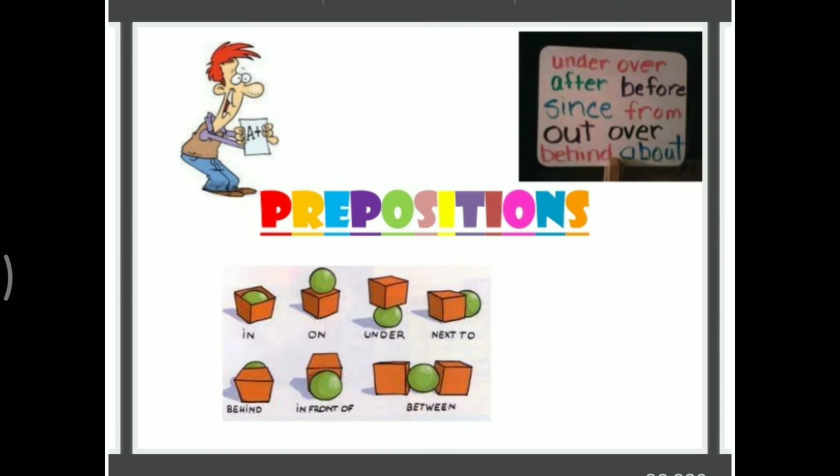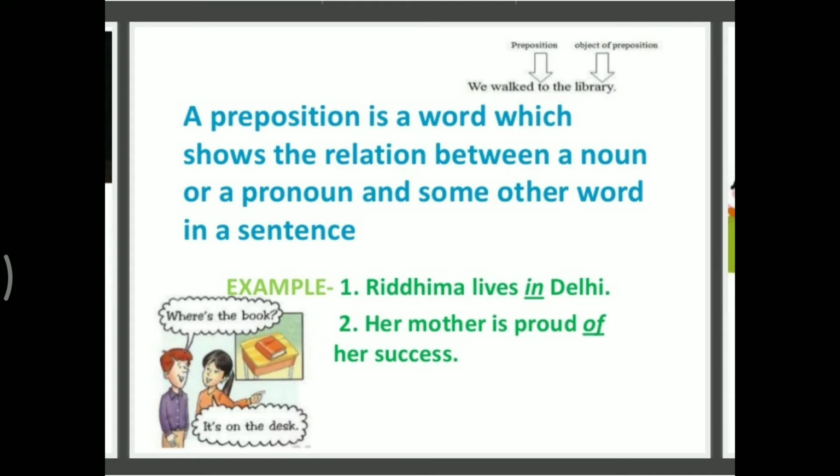When we are showing the position of the ball, at that time we are using different prepositions: in, on, under, next to, behind, in front of, between. These are some prepositions. What is the definition of the preposition? A preposition is a word which shows the relation between a noun or a pronoun and some other words in a sentence.